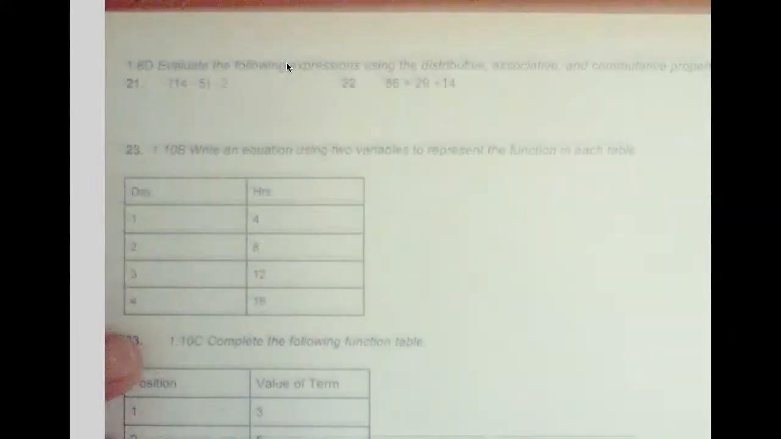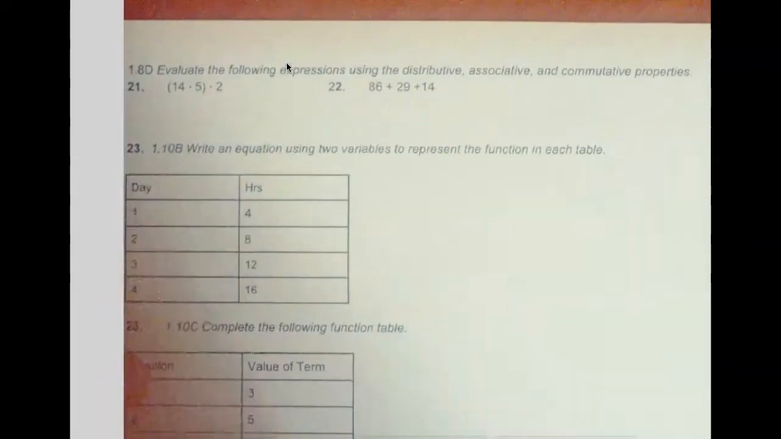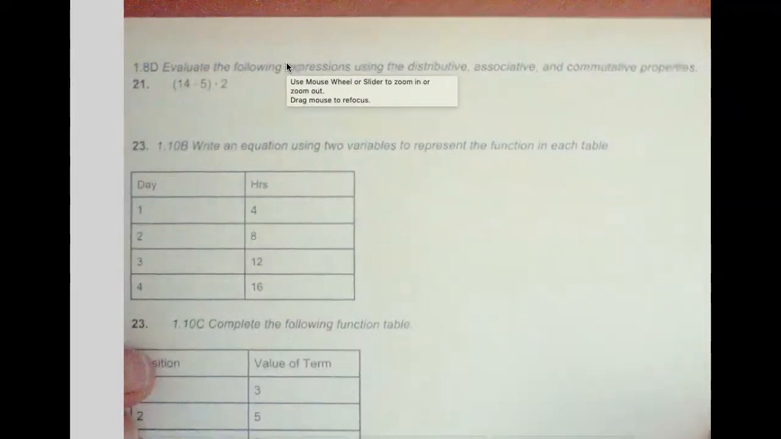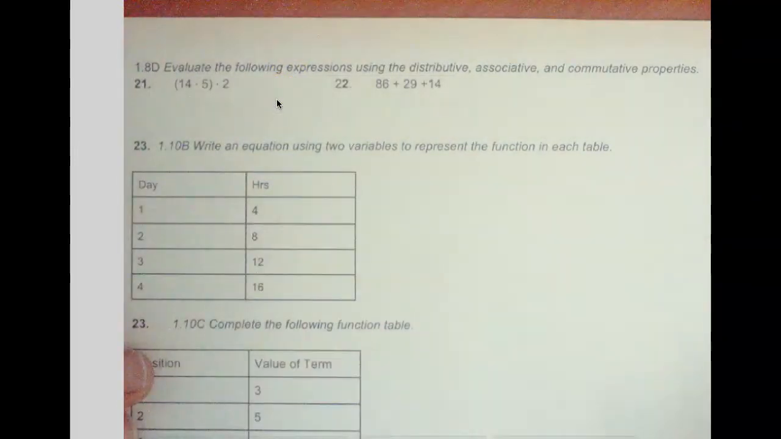Those are the properties. Now we're on to the back page here. Evaluate using the expressions. Now kids get all freaked out about this. Oh, no, how do you use all these properties at one time? You don't need to use the properties. I always tell my kids, if you use the properties, you probably won't have to use a calculator. If you don't use the properties, you probably will have to use a calculator, but this is a calculator test, so it just makes life simpler if you use the properties.